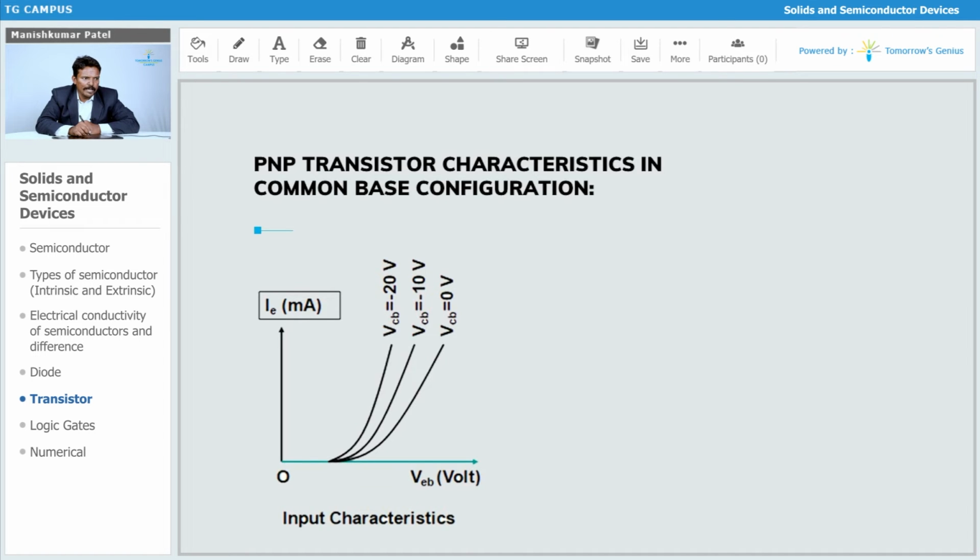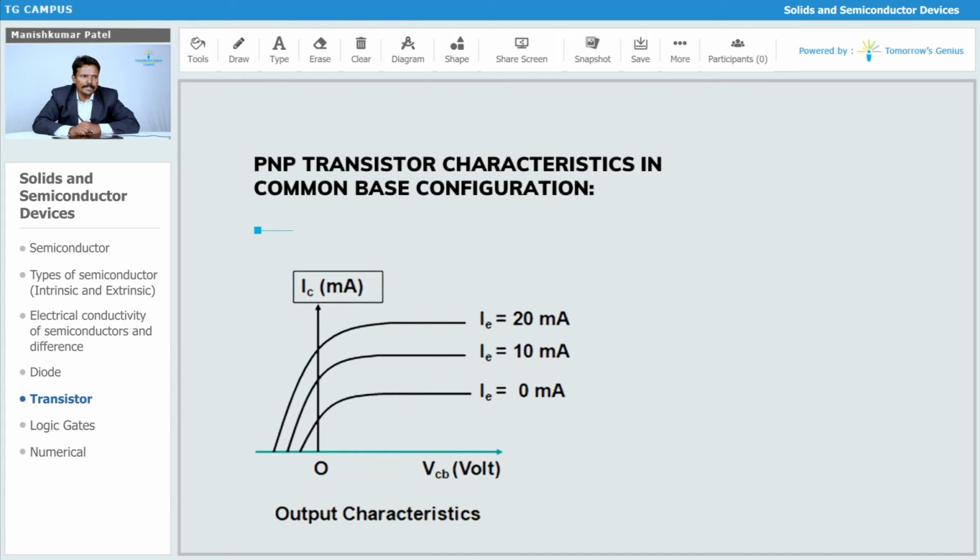For the different values, let's say for VCB 0, then 10 volt, then 20 volt, this is how the slope goes on increasing. There is a sharp increase in the value of your emitter current if I increase that voltage also. So this is called the input characteristics.